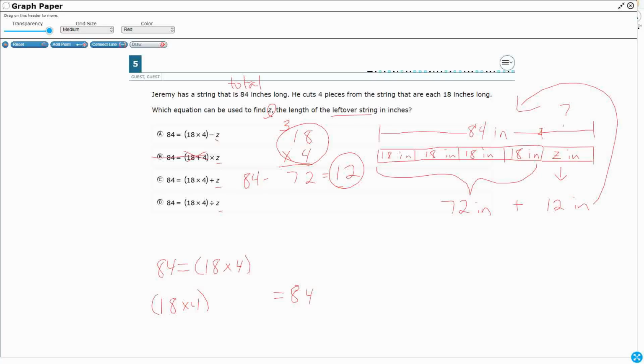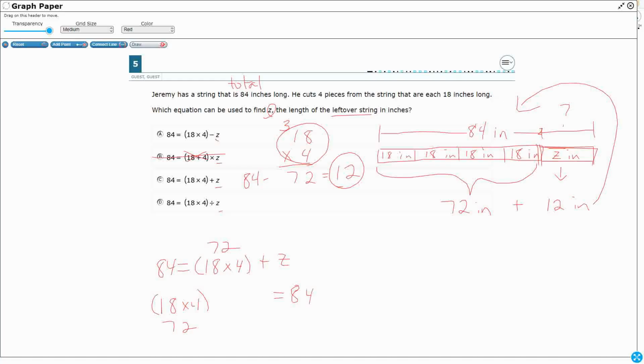So take a look at that. That's got a plus. So I didn't add 18 and 4. I multiplied them. Then, what did I do? Figure out what was left. Well, 84 would equal the 72. And then I ended up using subtraction to figure out what it was. But if I want to figure out what 84 is, I would need to do the 72, and then look at my picture. It's going to be adding that Z.